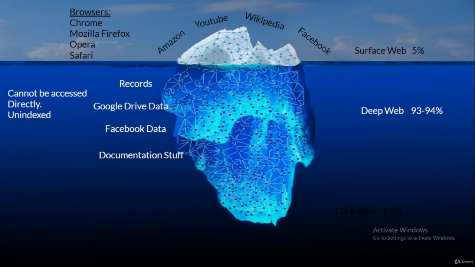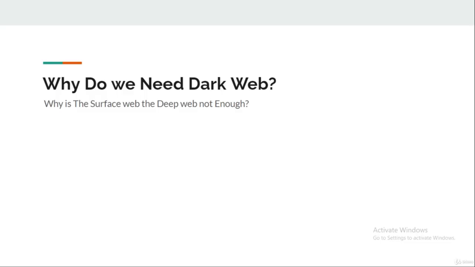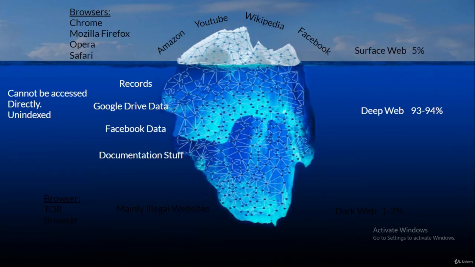Moving to the dark web section, we can say that the dark web is a subset of the deep web, which is intentionally hidden. It can be accessed only by using a specific browser, Tor. Actually, no one really knows the size of the dark web, but most estimates put it around 5% of the total internet.